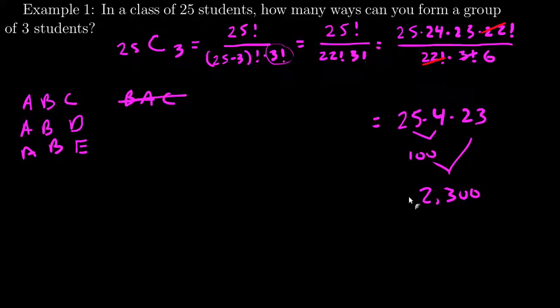So that's why we get such a large number, even though someone's saying, wait, if I have 25 kids and I split them into groups of 3, I can't get 2,300 groups. No, that's not what this is asking.